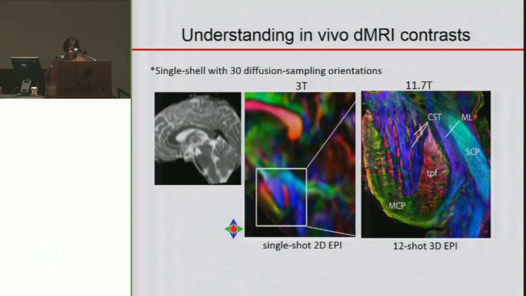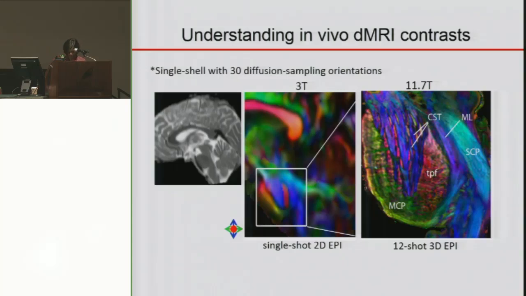For example, we can differentiate the medial lemniscus and the superior cerebellar peduncle in this blue region over here.